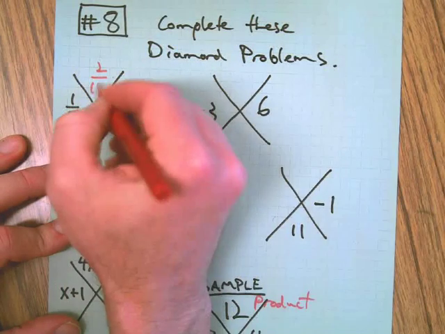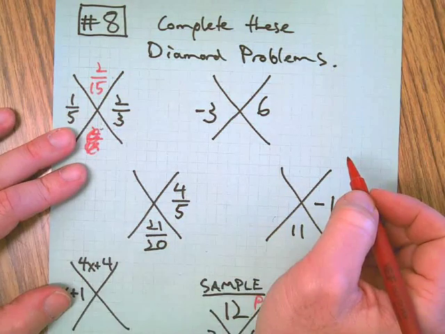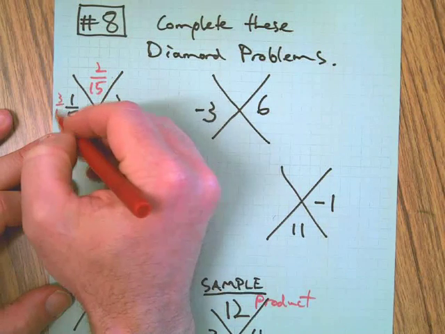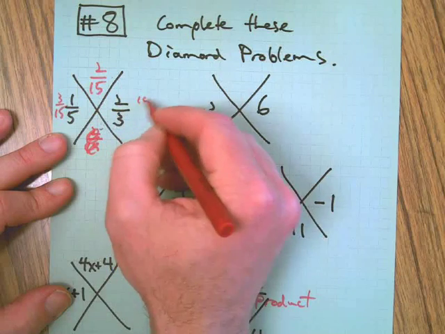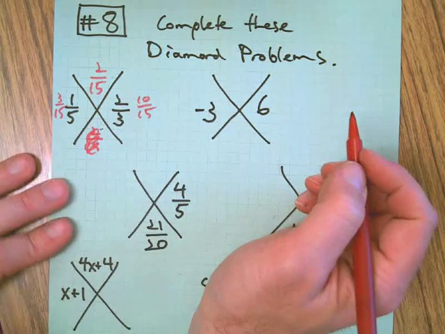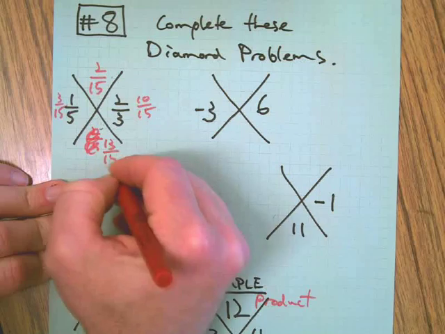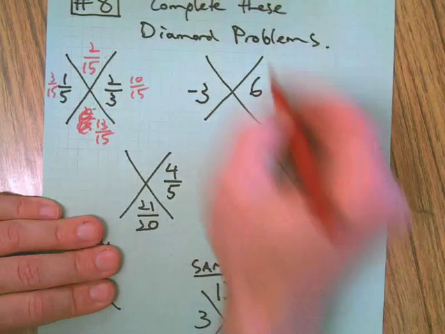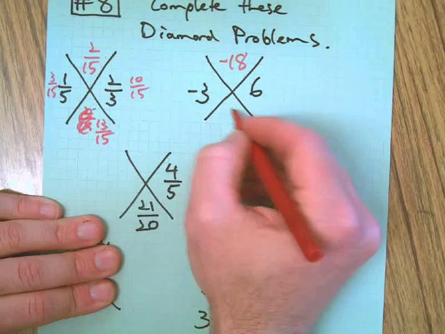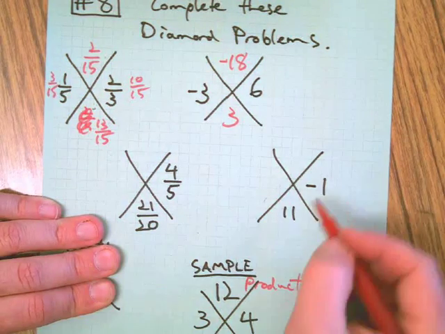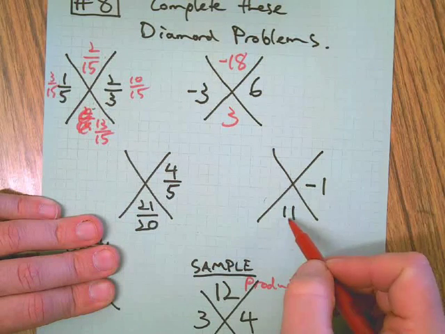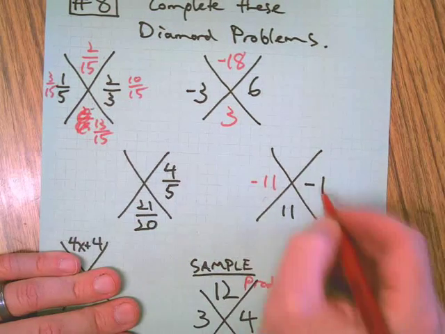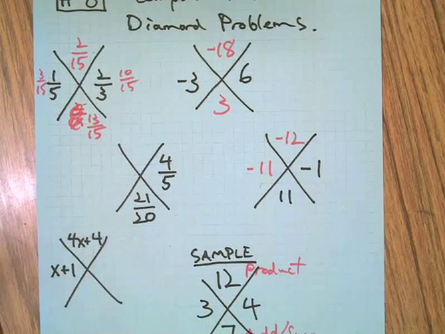Multiply 2/15. Add, this is the same as 3/15, and this is the same as 10/15. So it's 13/15. Good. Negative 3 times 6 is negative 18. Product on top, sum on the bottom. Something times negative 1 equals positive 11. I think that would have to be negative 11. And then when we add them together, we get negative 12. Okay?